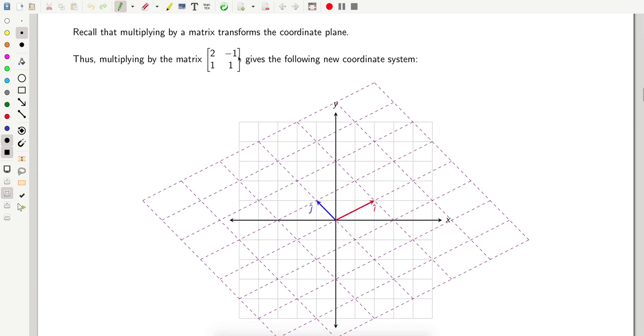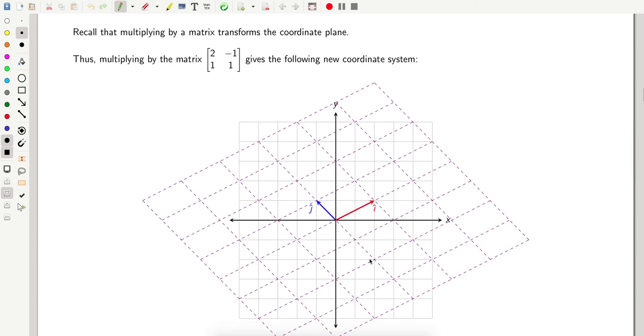For j hat, it gets sent to the point -1, 1. So -1, 1. Here's our j hat. This is going to represent 1 on our new y-axis for this purple dashed grid. So here's 1 on the new y-axis, 2 on the new y-axis, 3 on the new y-axis, -1 on the new y-axis, -2 on the new y-axis, etc.